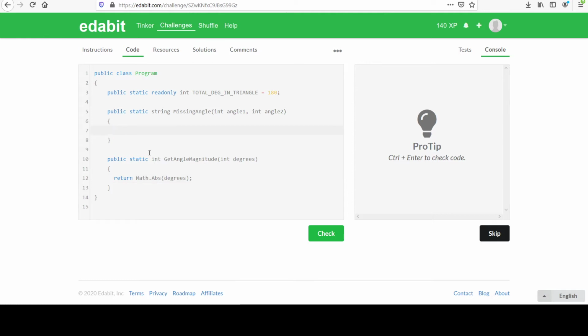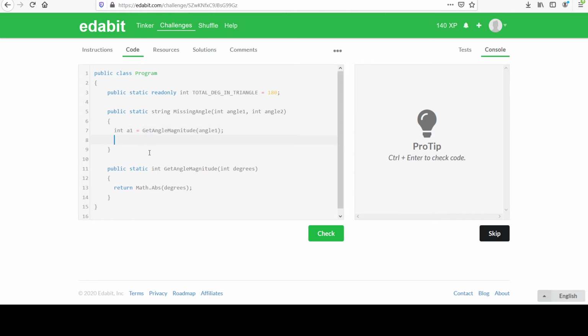So let's get our clean input here. We'll call it a1 equals get angle magnitude of angle 1, and I'm going to do the same thing for angle 2. Okay, now I should have clean input.